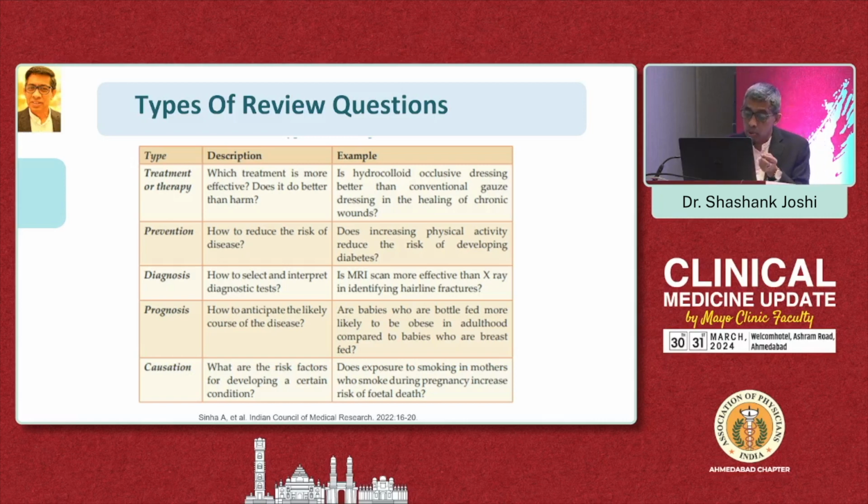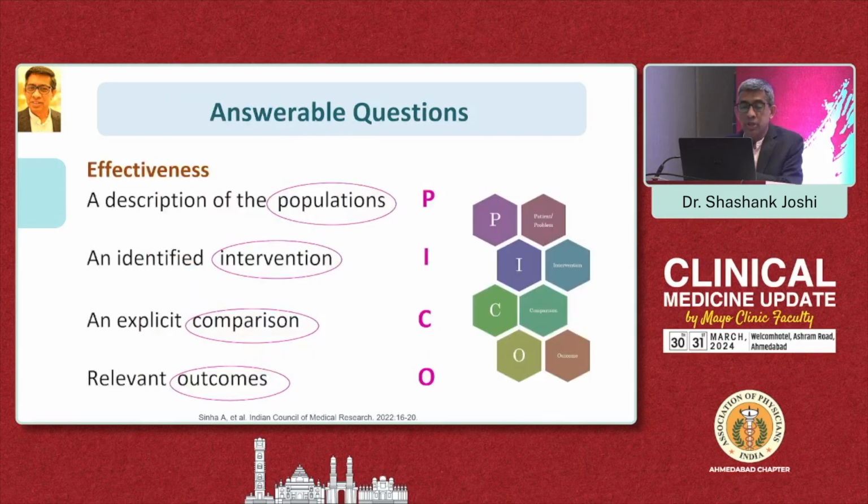Prognosis. How to anticipate the likely course of the disease? Are babies who are bottle fed more likely to be obese in adulthood than babies who are breastfed? Causation. What are the risk factors of developing a certain condition? Does exposure to smoking in mothers who smoke during pregnancy increase the risk of fetal death? So this is how review questions are often framed. And then we have the PICO, the patient or the problem, the P.